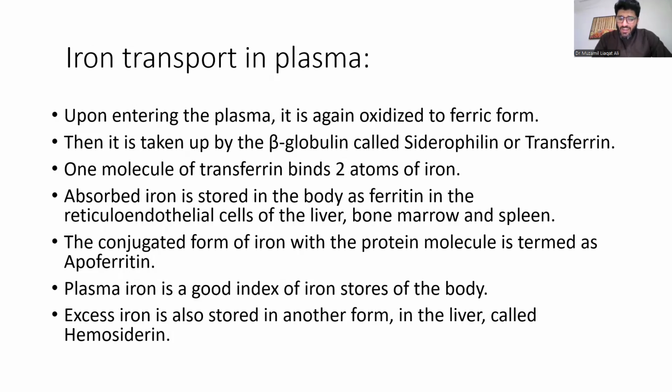Iron in ferritin is released with the help of a transport protein called ferroportin, which exports iron from the cells into the circulation. Excess iron is also stored in another form in the liver called hemosiderin. Hemosiderin is a breakdown product of ferritin and accumulates when iron stores are very high.